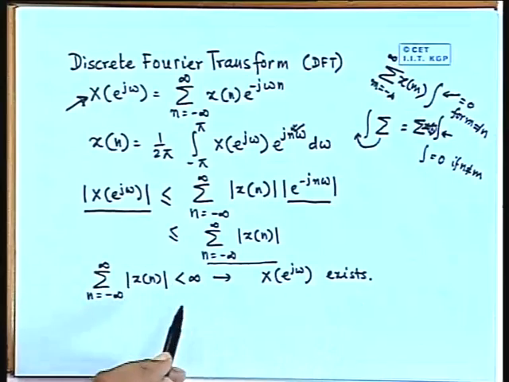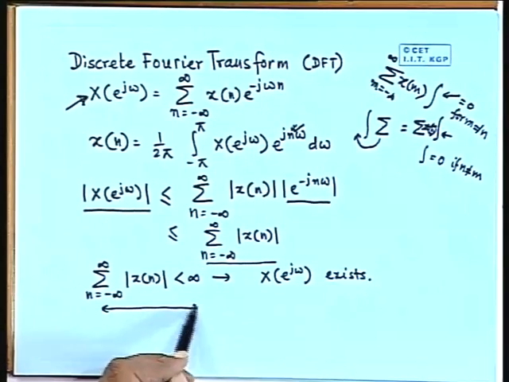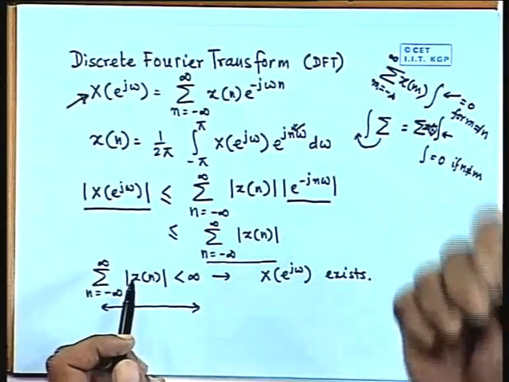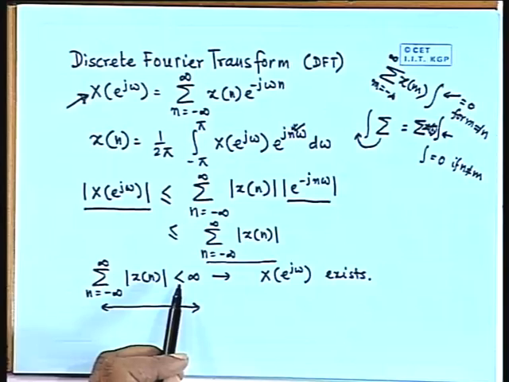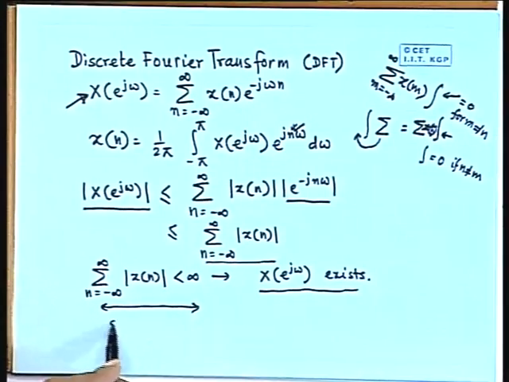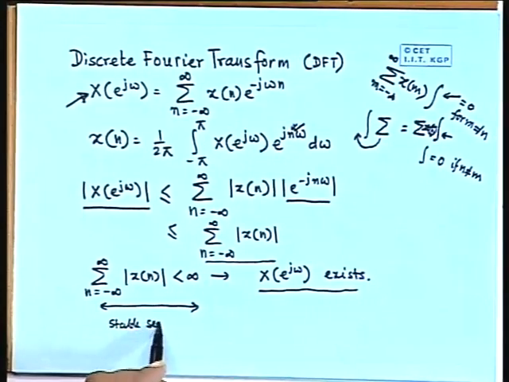This is known as the absolute summability condition. That is, if you have a sequence xn and you find that the sum of the magnitudes of xn, which can go positive and negative of course, but if the sum of the magnitudes is less than infinity, then this exists. Such sequences are sometimes called stable sequences. If this condition is satisfied, this is called the absolute summability condition. This shows that then this exists.